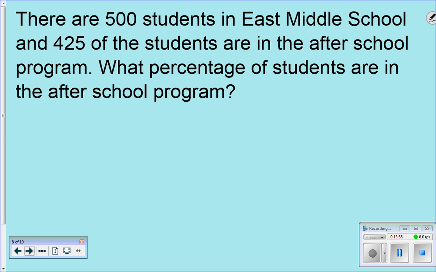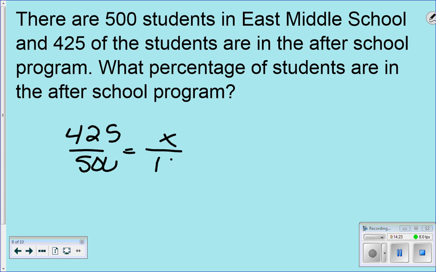You have to think to yourself, like there are 500 students in East Middle School. Is that the total number of students? There are 500. That's the total. So that's going to go in your bottom. So I don't see any ofs around that 500. Then I have, and 425 of them are in the after-school program. Is 425 the total or part of the students that are in? It's part. So it's going to look like this. 425 over 500 is equal to x over 100.